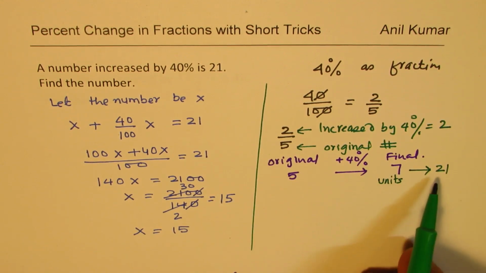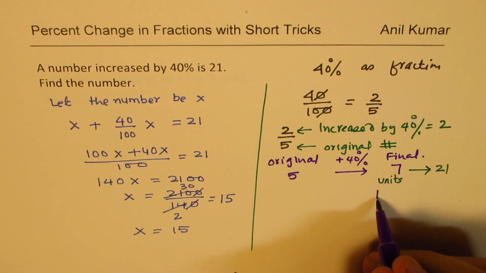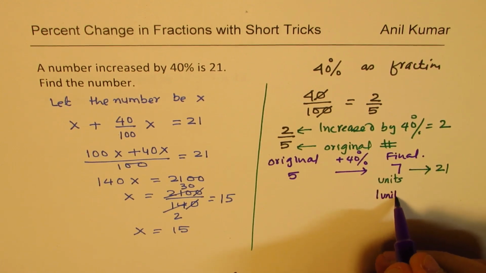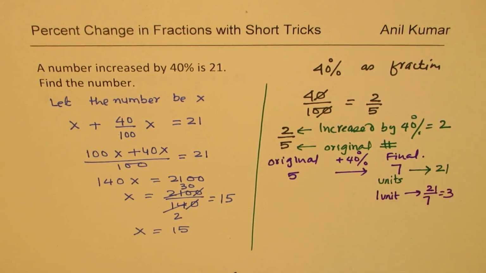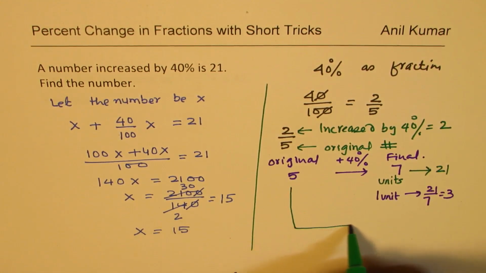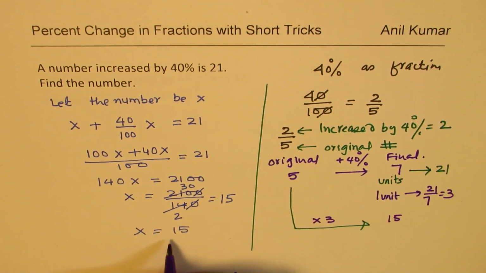So 7 units is 21. That means 1 unit is how much? Each is 21 over 7, or 3 units. Now, if each is 3 units, then the original number should become what? 5 times 3, which is 15. Do you see how we get the same answer, 15?